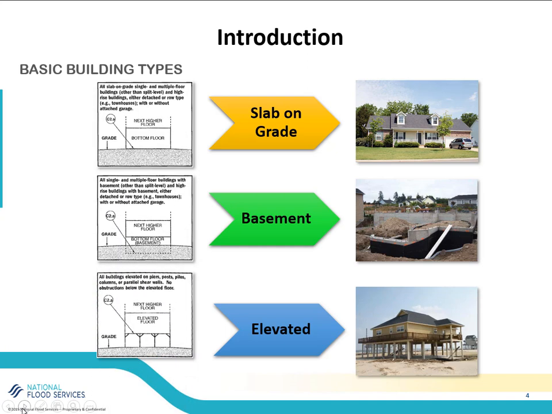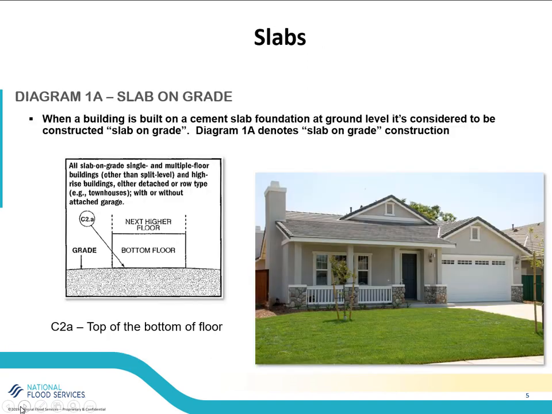As we see on our screen, each diagram includes a basic outline of the structure. It indicates where the next higher floor is located, as well as where the bottom floor is located in relation to the natural grade of the land. The lowest floor guide also ties into the elevation certificate. The circled letters and numbers on the building diagram correspond to the elevations that are entered in items C2A through H of the elevation certificate.